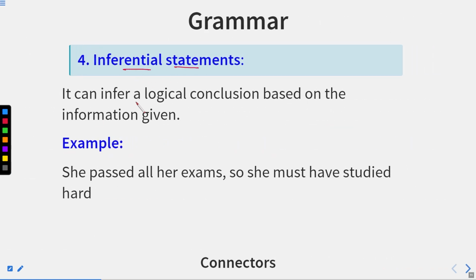Now let us move to the next one. Inferential statements. It can infer a logical conclusion based on the information given. So whatever information is given to us, logical inferential statements can be derived from that. You can infer from the information given to you. You can just make out or figure out the answers. For example, she passed all her exams, so she must have studied hard. This is the inferential statement, where you are just thinking that it must have happened.